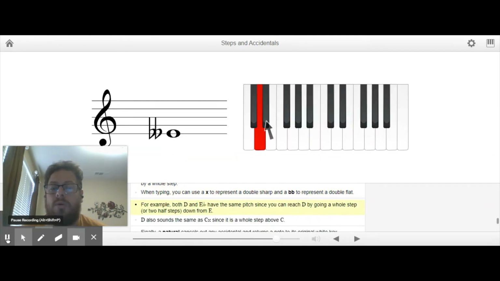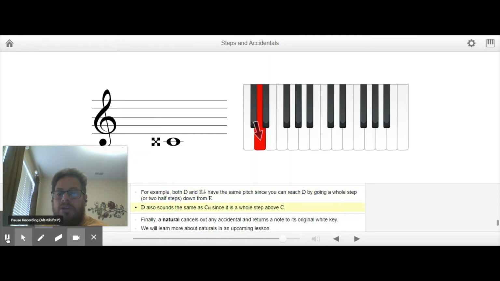So for example, that D, you could think of that as an E double flat because you went two half steps down from that E. You could also think of it as a C double sharp because you went two half steps up from that C. A lot of the music we see does not even use these double sharps and double flats. It's just a point of reference for us to know. So flat and sharp, raise or lower by one half step. Double sharp, double flat, raise or lower a note by two half steps, or a whole step.